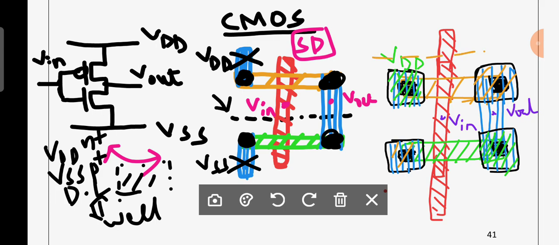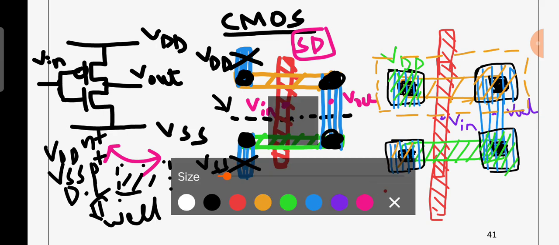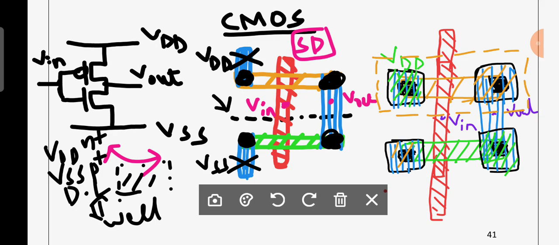Therefore I have to surround with what? Absolutely, I have to surround with, what is this? Can anybody try to tell? Absolutely. What is this? I will use black color for easy identification. This is what? P mask.